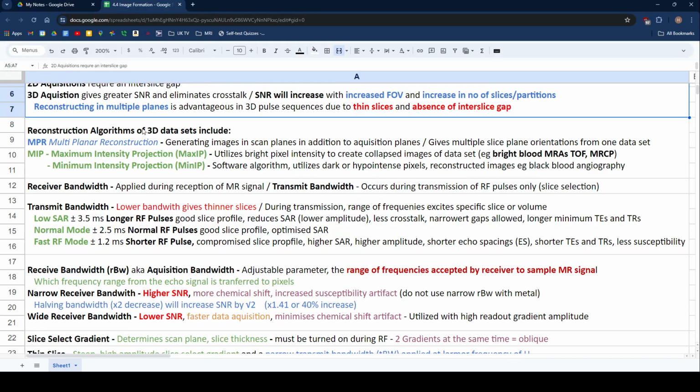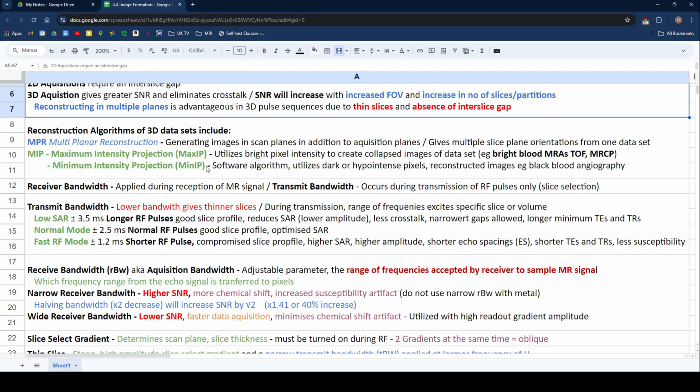Reconstruction algorithms of 3D data sets include MPR, multi-planar reconstruction, generating images in scan planes in addition to the acquisition scan planes, which gives multiple slice plane orientations from one data set. MIP, there are two: maximum intensity projection and minimum intensity projection. Maximum intensity projection uses bright pixel intensities to create collapsed images of data sets, e.g. the bright blood in MRAs, time of flights, and MRCPs.